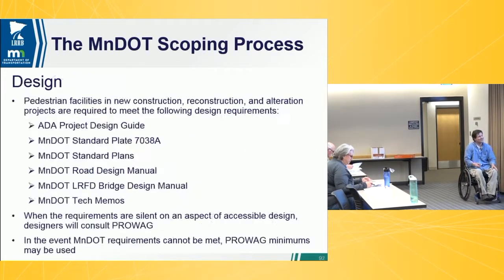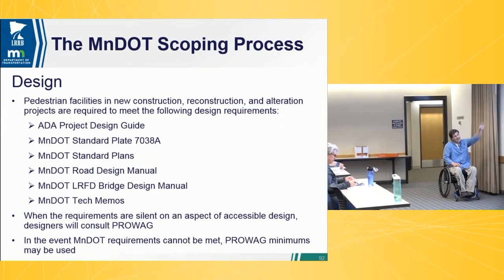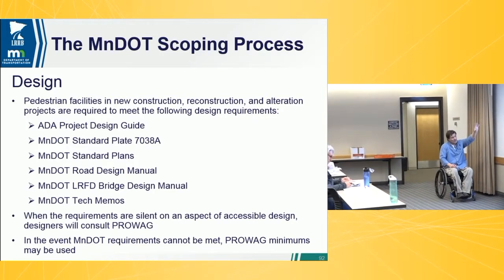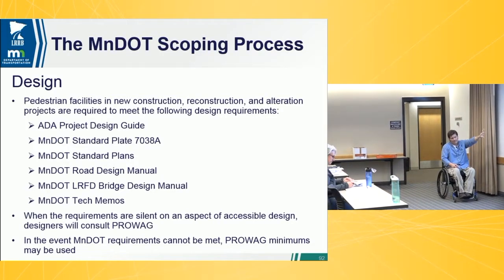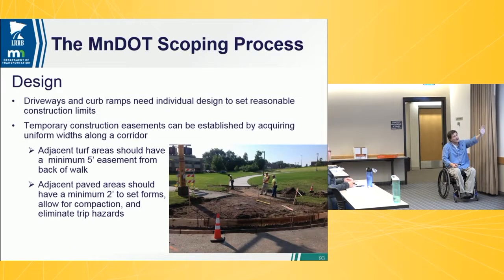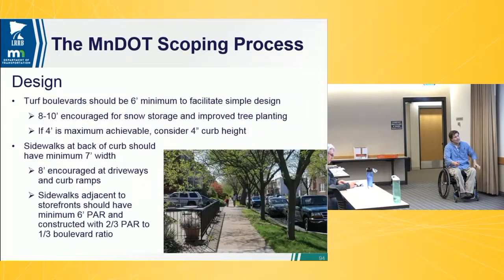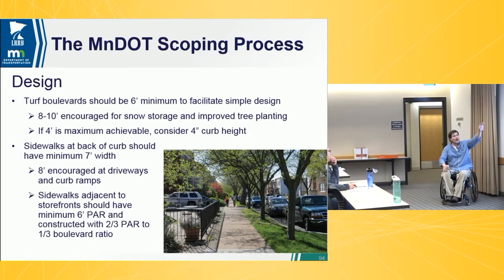Yep. So again, there's a lot of design requirements, or design resources you can use. These are on our website. And this one, we just basically talk about construction limits. And then this is actually a good one to talk about. We talk about getting 6-foot boulevards as a good start. Obviously, 8 to 10 would be better. Snow storage, tree planting, more separation, all that.